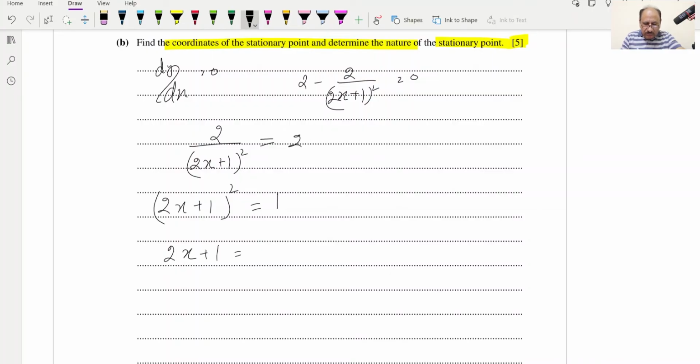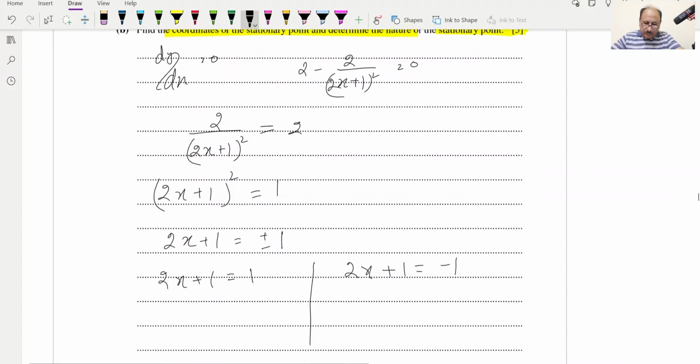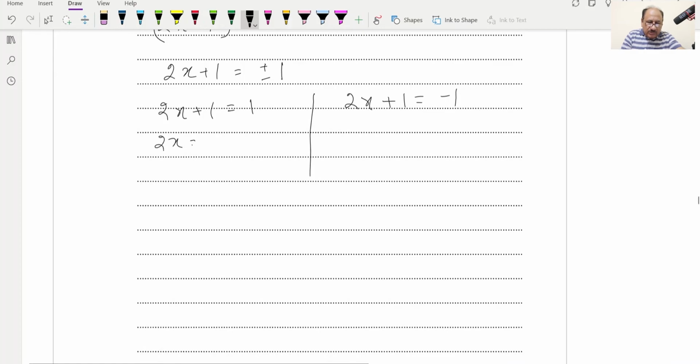and we can write 2x plus 1 is equal to plus minus 1 under root, and 1 under root is basically 1, so I will write here plus minus 1, so 2x plus 1 is equal to 1, and the second value will be what, 2x plus 1 is equal to minus 1. So we can solve this one as 2x is equal to 0 and x is equal to 0, and this will be 2x is equal to minus 2 and x is equal to minus 2 over 2, which is equal to minus 1. So x is equal to minus 1.